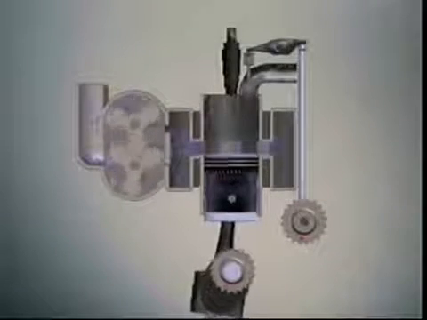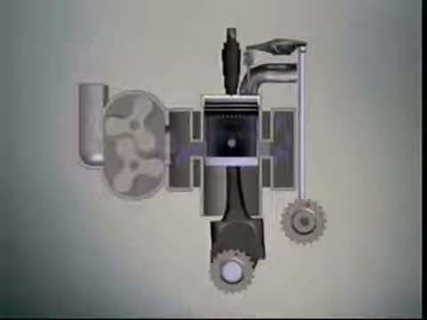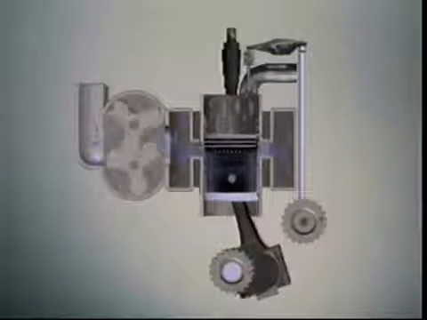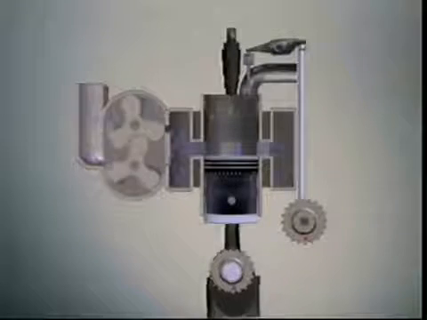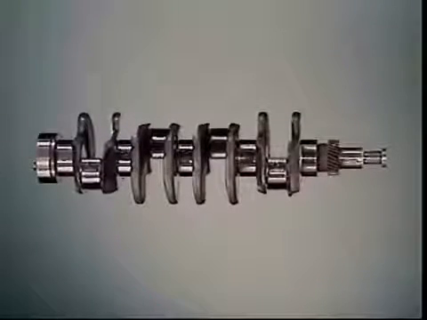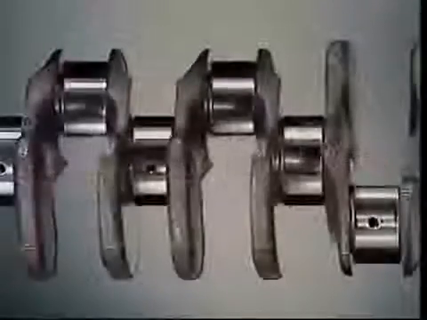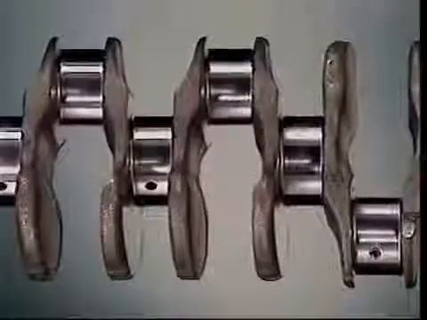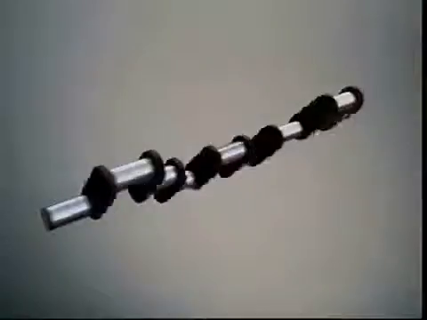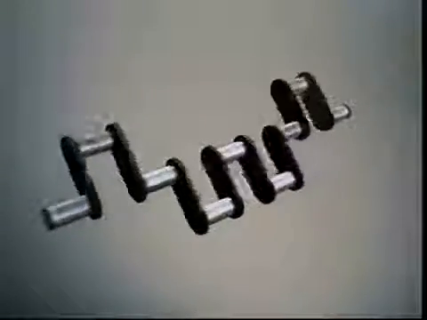The power stroke pushes the piston down. The crankshaft turns, as does the camshaft. The cam acts on the rocker arm, which opens the valve at the right time. The crankshaft is the same on 4-stroke diesel engines and 2-stroke diesel engines. The shape may appear unusual at first. Why won't a simpler shape do the job? It's all to do with balancing forces.